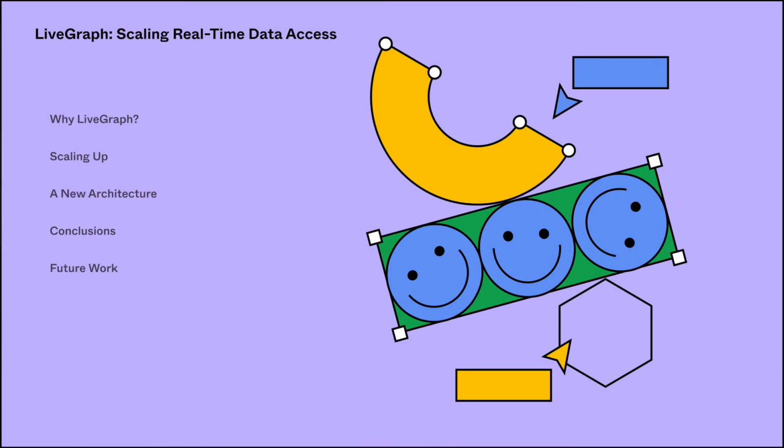Today I'm going to be talking about LiveGraph, a GraphQL-like system designed to make building real-time user interfaces effortless. So I'm going to be talking through a couple of things. First of all, why LiveGraph, why it exists at all, and what problems it solves. Then about scaling up and the challenges that we ran into, and then a new architecture that we moved to recently and what it affords for us.